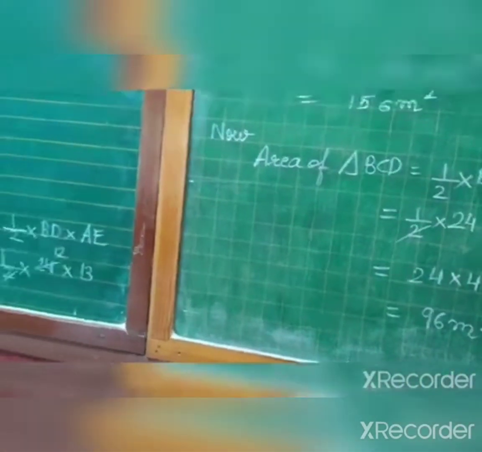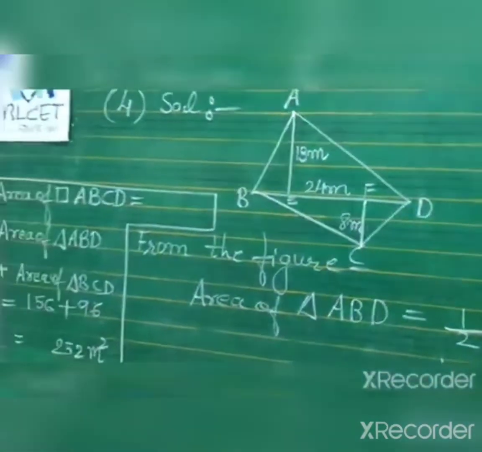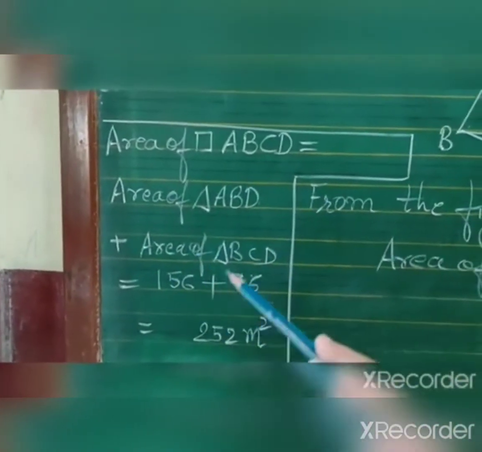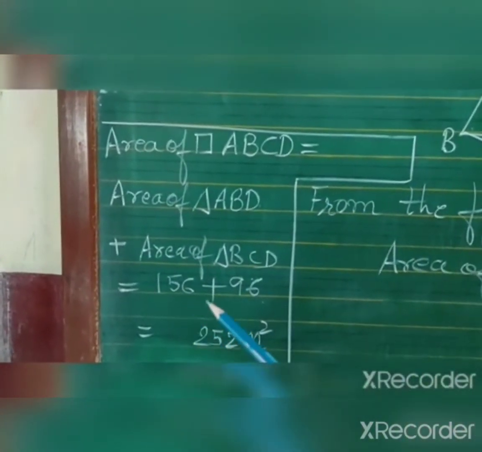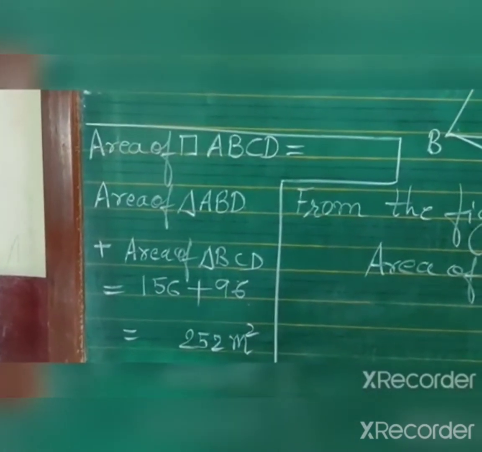Now total area, that means we have to calculate the area of quadrilateral ABCD. So area of quadrilateral ABCD is area of triangle ABD plus area of triangle BCD. 156 plus 96, that means 252 square meter.